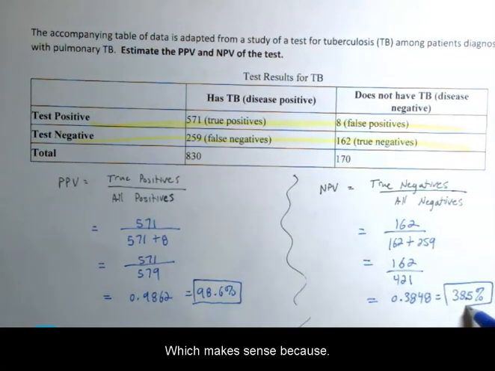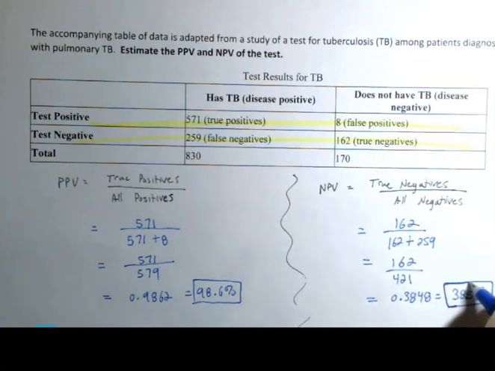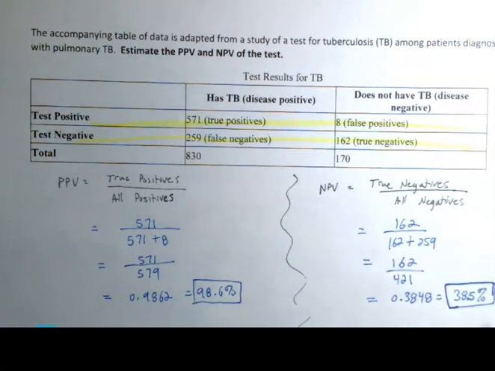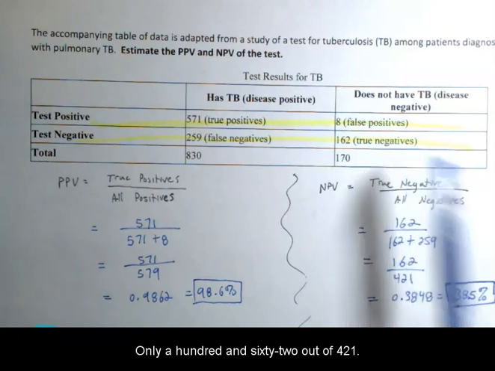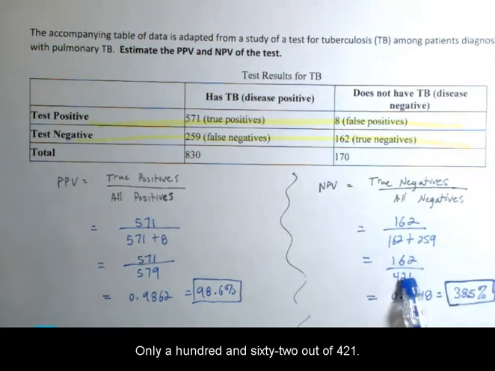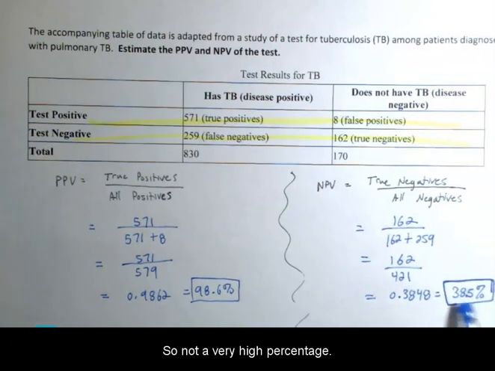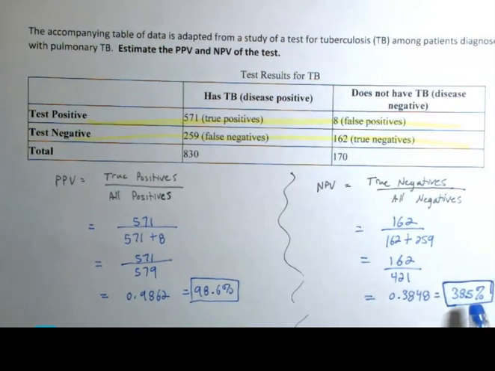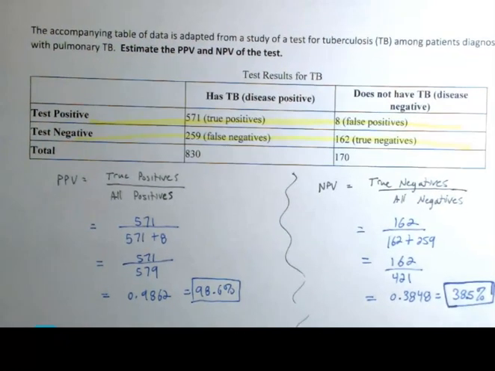Which makes sense because only 162 out of 421 are true negatives. So not a very high percentage of those that test negative will be true negatives.